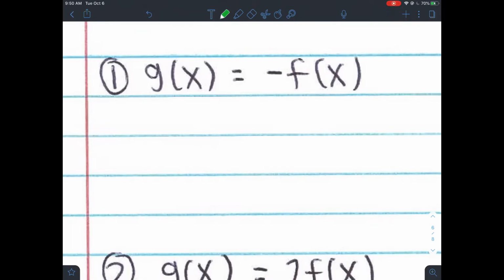And remember, a negative indicates to me when I have a reflection. So I have to first figure out, is this a reflection over the x-axis or over the y-axis? Well, this negative sign is in the front, so it's kind of like saying negative y. And I know it's the opposite, so this is actually going to be a reflection over the x-axis.